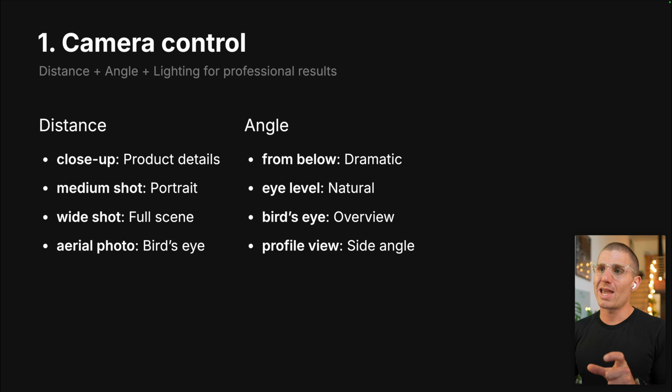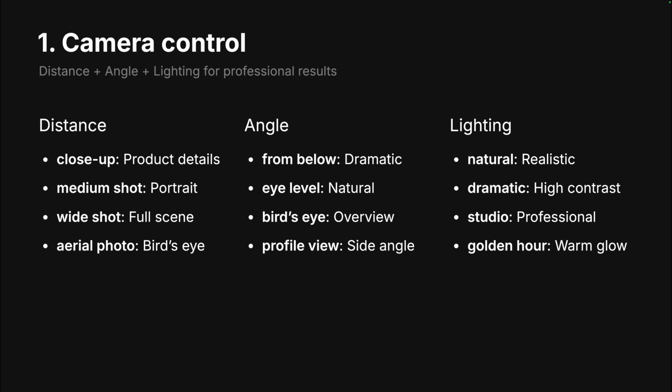Now, you can also talk about angle. So rather than how far away we are, the angle of the shot. From below is kind of like looking up for a dramatic effect. Eye level for sort of a natural effect. I'm talking to you at eye level right now. Bird's eye, again, an overview, or profile view, side angle view. And then finally, lighting. So there could be natural lighting, dramatic lighting, studio lighting, or even like golden hour.